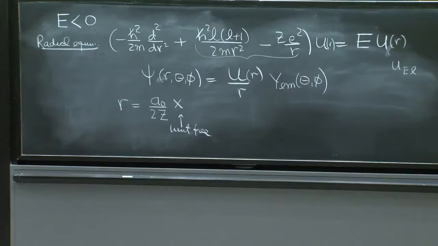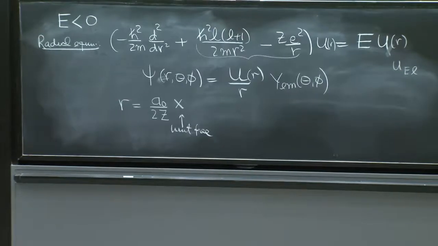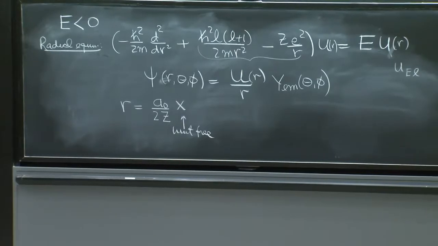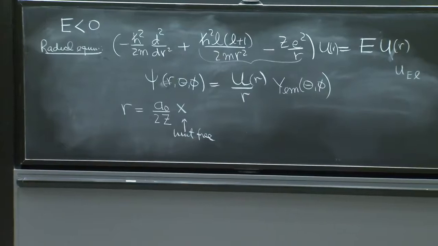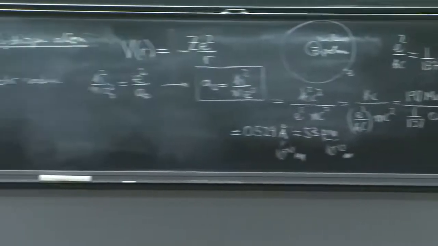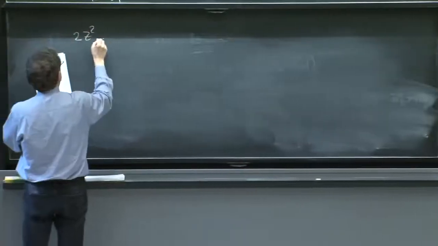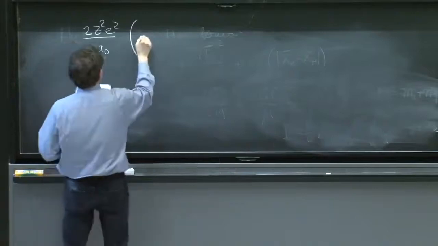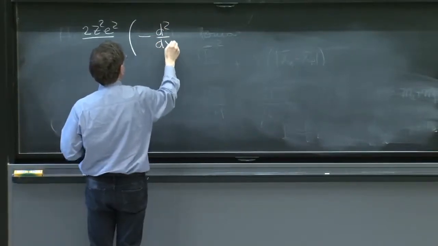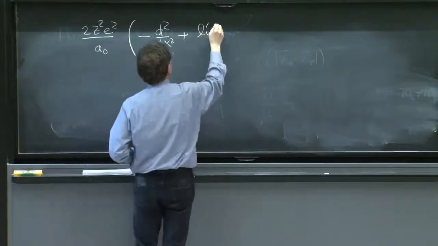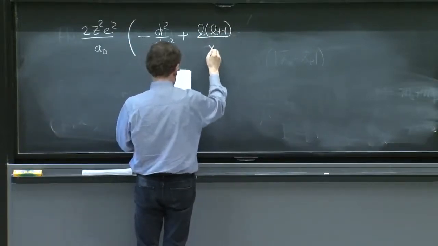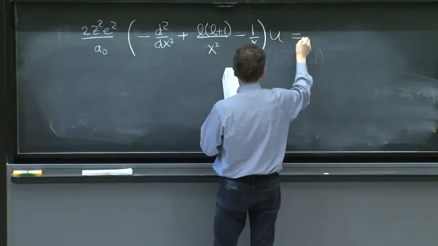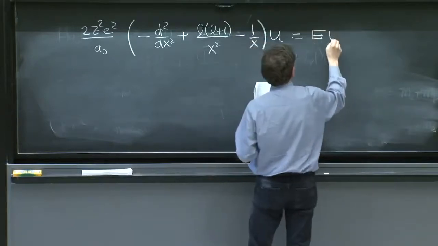If you leave a line, you could do the calculation for yourselves, and it might be worth it. The claim is that we get 2Z squared e squared over a0 multiplying minus d^2/dx^2 plus L times (L plus 1) over x squared minus 1 over x, acting on u, equals E u.